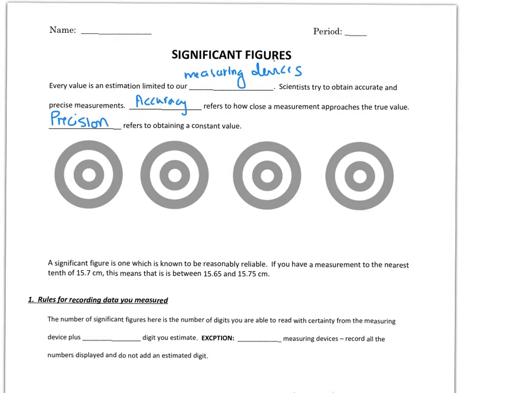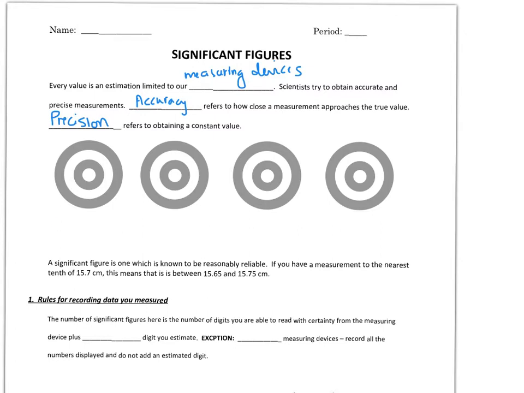Another thing, let's say that I have a substance that has a mass of 10 kilograms and I mass it on one balance and then I mass it on another balance. It should say 10 kilograms on the first one, and it should say 10 kilograms on the second one. That would be precise. So let's imagine that you were shooting darts.